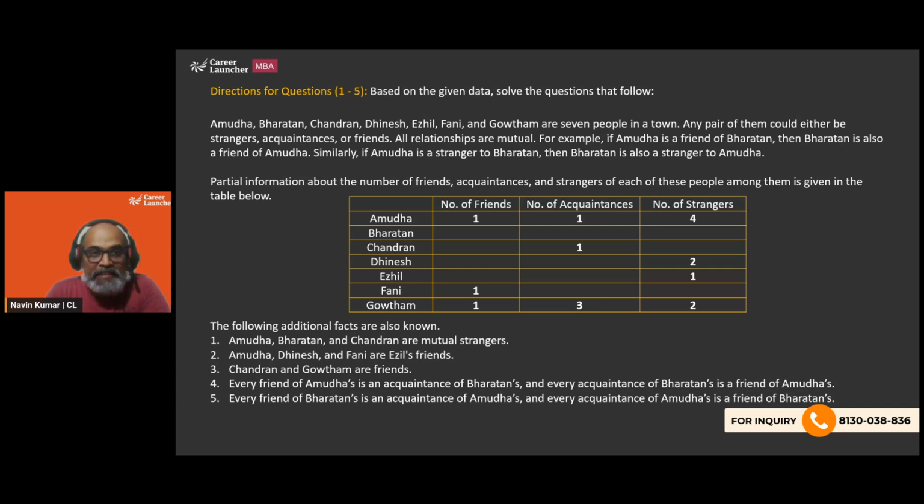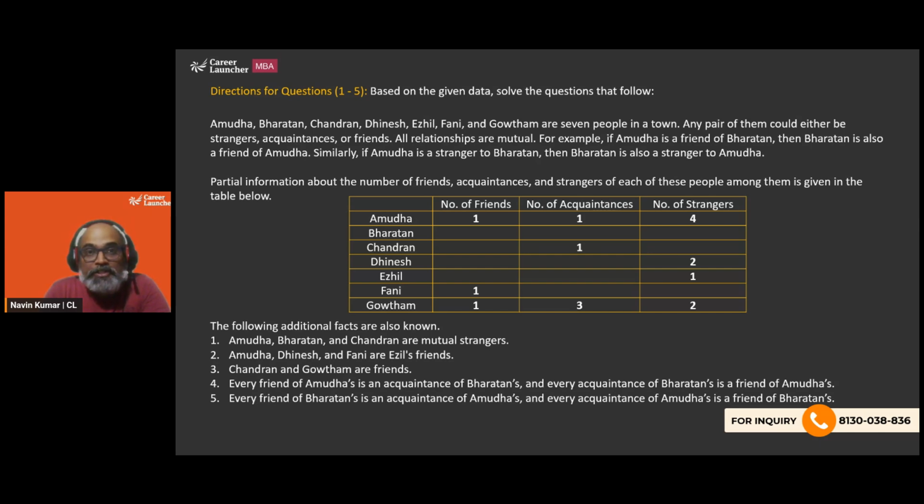So we have A, B, C, D, E, F, and G, 7 people in a town. Any pair of them could either be strangers, acquaintances, or friends. All relationships are mutual. Strangers means two people that do not know each other. Acquaintances means two people know each other by names, but they do not hang out so often. And friends, you know who friends are.